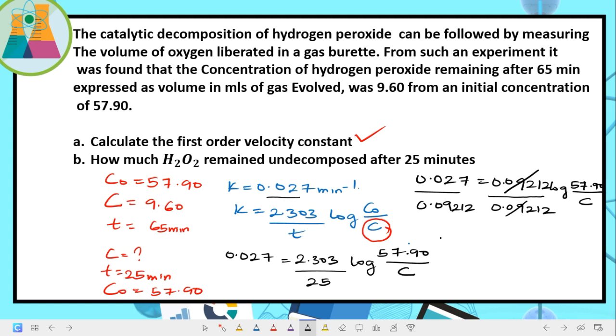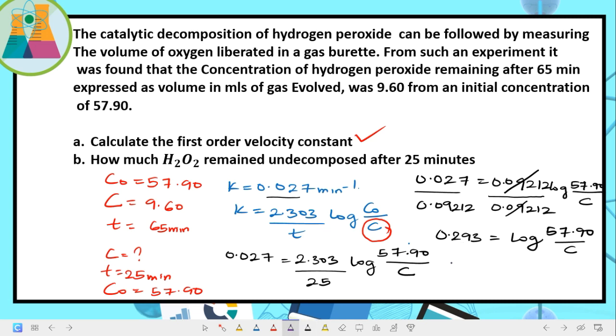Now when this cancels this, what are you going to have? This will give us 0.293 is equal to, this cancels this, it will give us 1. Then we have log 57.90 divided by c. Now for us to remove this logarithm from here, what do we do? Find the antilog of both sides. To remove the logarithm, find the antilog.